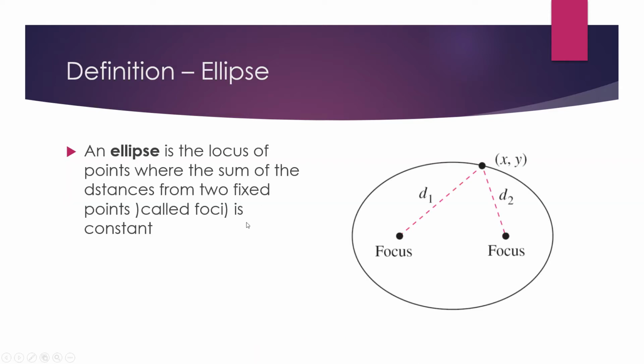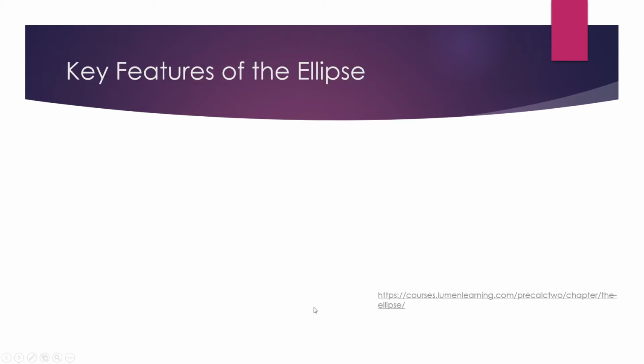The definition of an ellipse: an ellipse is the locus, or the set of all points, where the sum of the distances from two fixed points called foci is constant. So the distance from this focus to the point plus the distance from that point to the other focus is always the same, regardless of where we put that point around the ellipse.